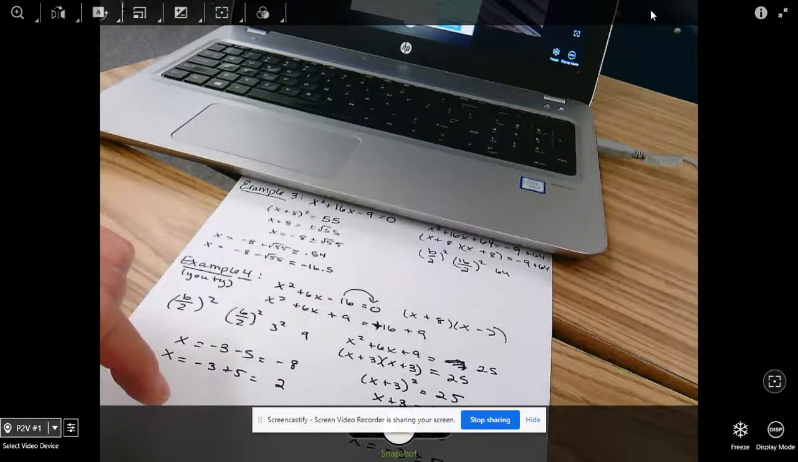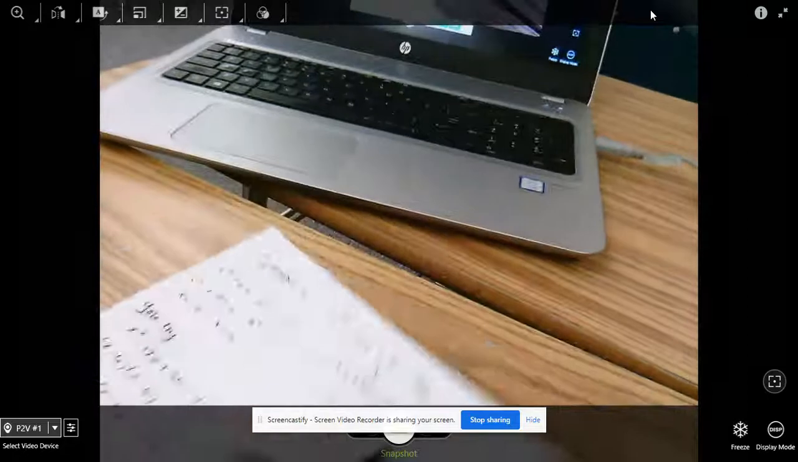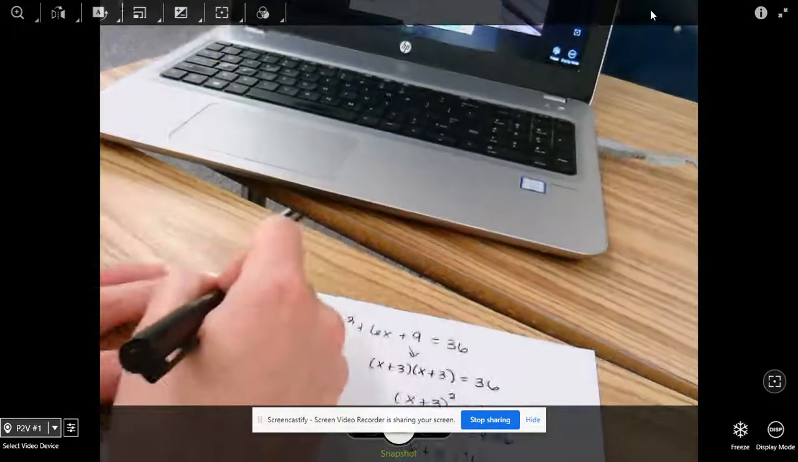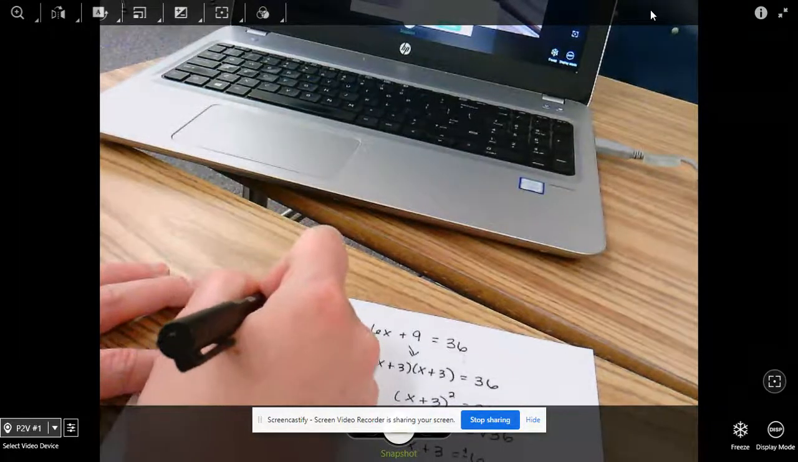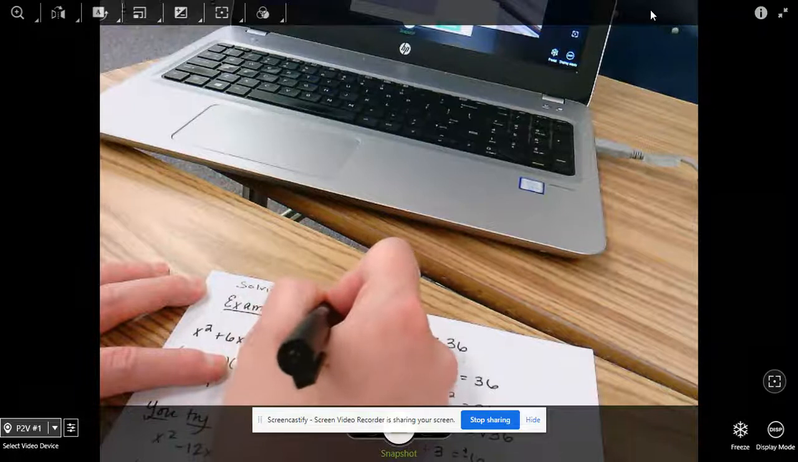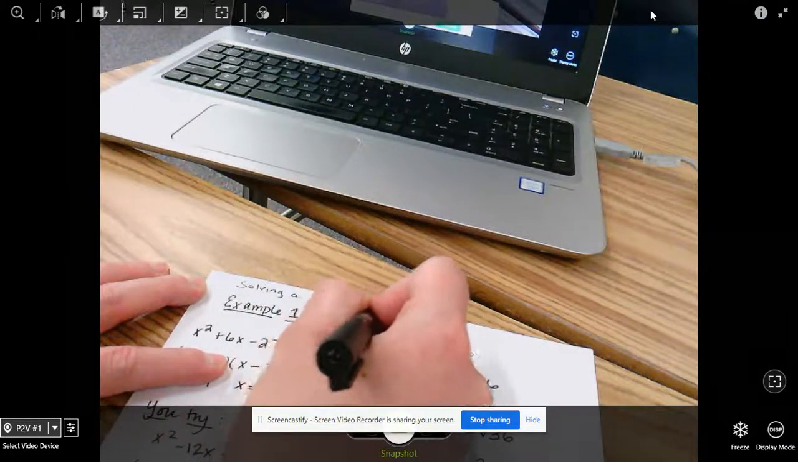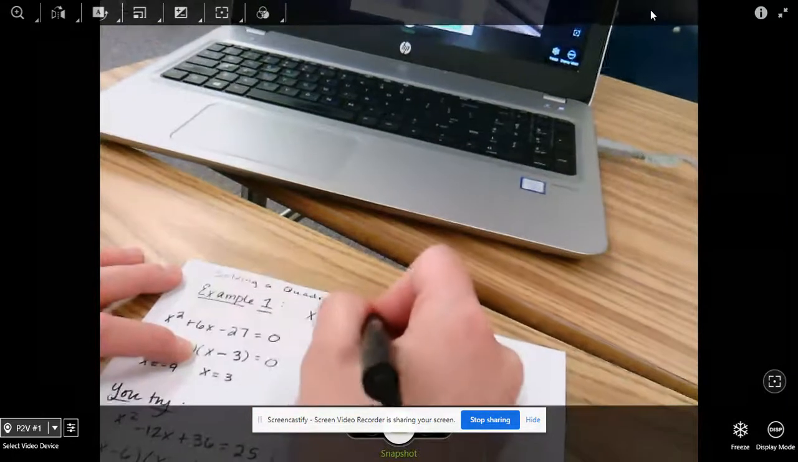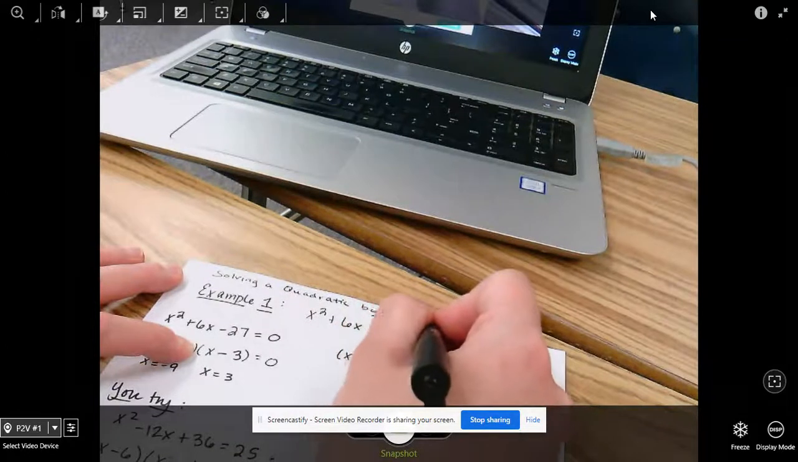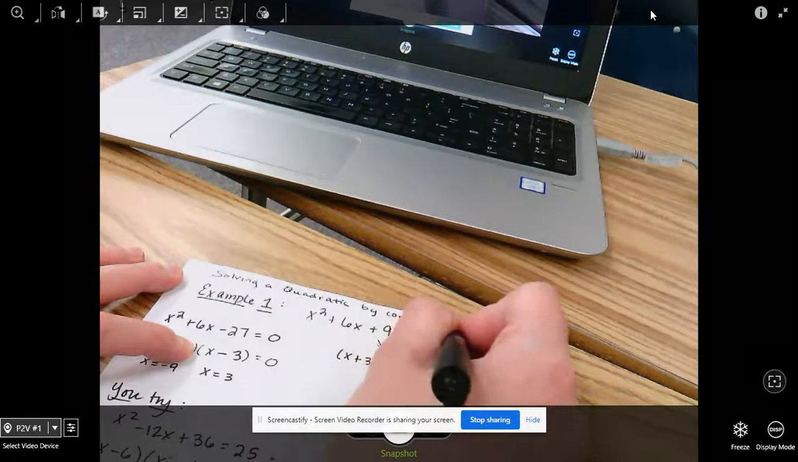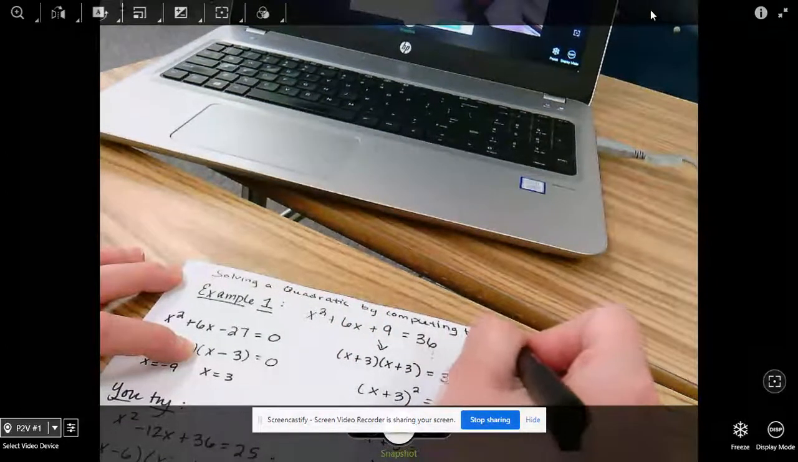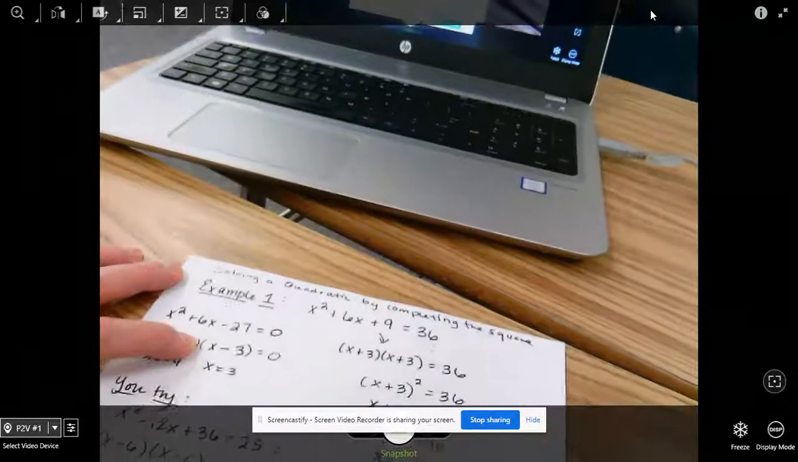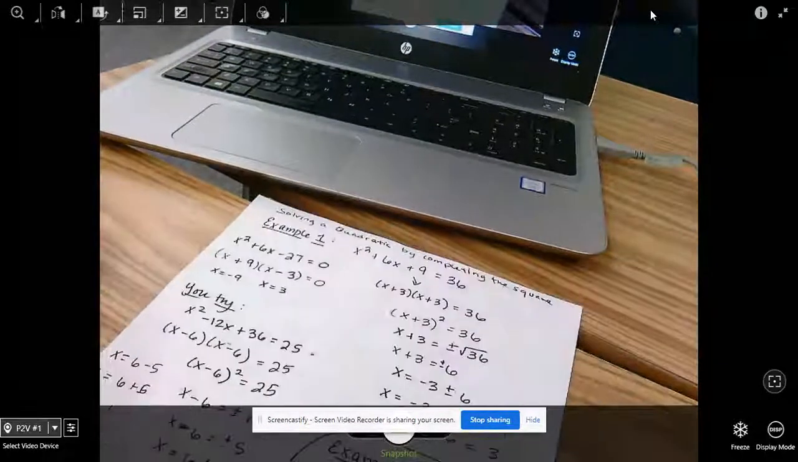So this lesson is solving a quadratic by completing the square. So let's write that down. We're solving a quadratic by completing the square. Okay. All right, there's one more that I want to go over.